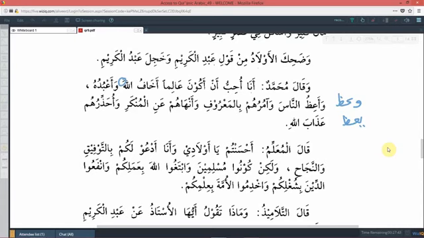وَأَمُرُهُمْ بِالْمَعْرُوفِ, from amara, to command. I will command them bil-ma'ruf, with good. وَأَنْهَاهُمْ, from nahiya, and I will prohibit them عَنِ الْمُنْكَرِ, from evil or detestable things.